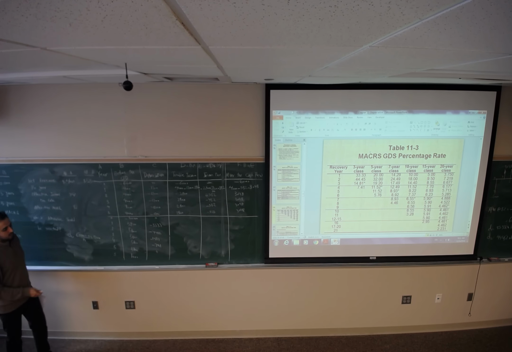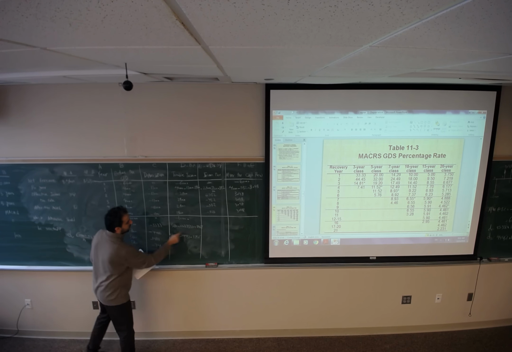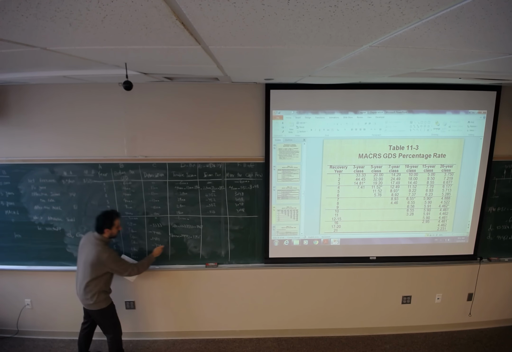This, we got negative. Wouldn't it be positive? Positive, sorry. Yep. 1356. So we make money. So taxable income is positive here on the first year, second year we're making money.